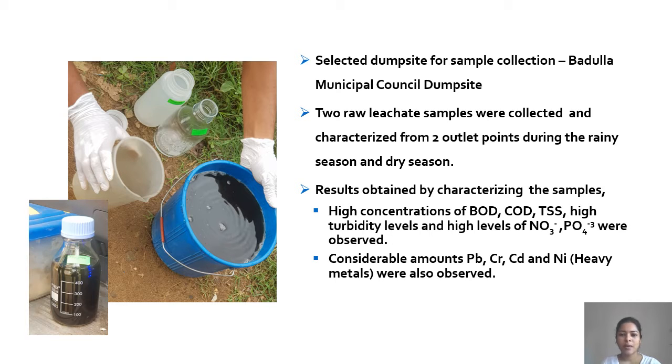2 raw leachate samples were collected and characterized from 2 outlet points during the rainy season and dry season. The results obtained were high concentrations of biological oxygen demand, chemical oxygen demand, total suspended solids, high turbidity levels, and high levels of nitrates and phosphates were observed. Considerable amounts of heavy metals such as lead, chromium, cadmium, and nickel were also observed.